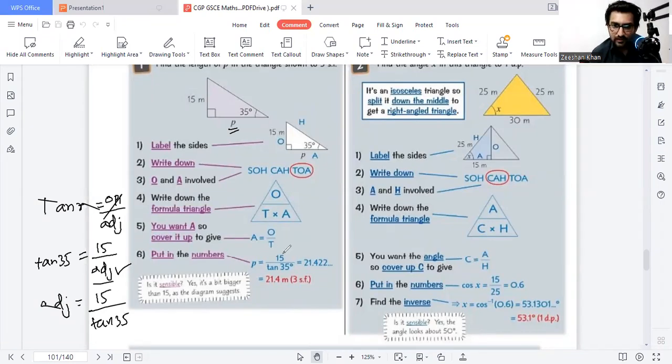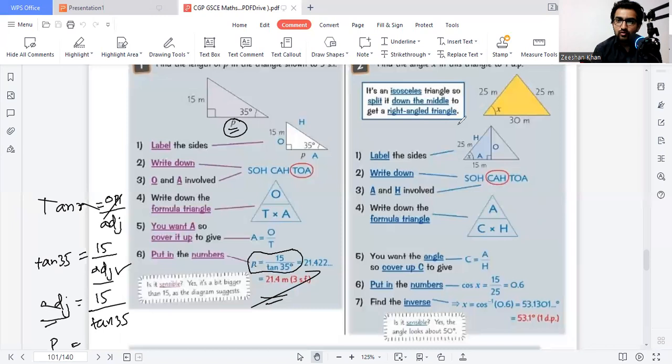Okay. So you can see P. You can write P as well for this adjacent because P is the adjacent. P and adjacent both are equal. So 15 divided by tangent 35 is 21.44. So it means 21.4 meters. So this is the answer, right? So this is P.